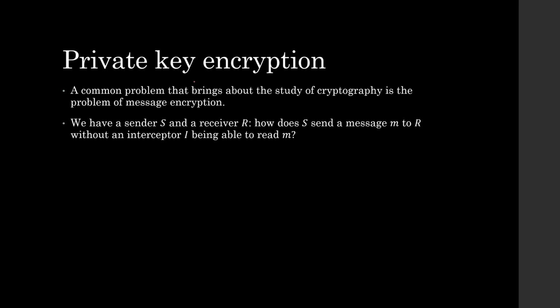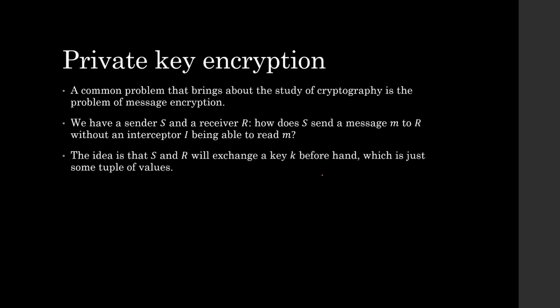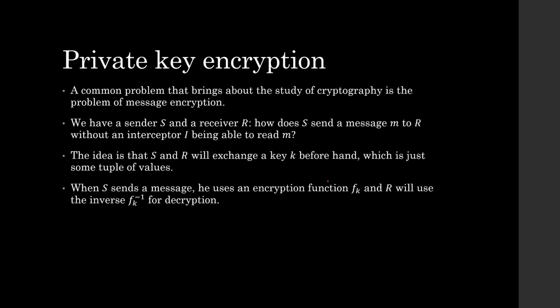So one way to do this is with private key encryption, which we'll see has a huge issue. The idea is that S and R are going to exchange a key K beforehand. K is just a tuple of values, like A, B, C. It's any number of values that they share between them that help create an encryption scheme for the message. We'll see why that's a problem afterwards.